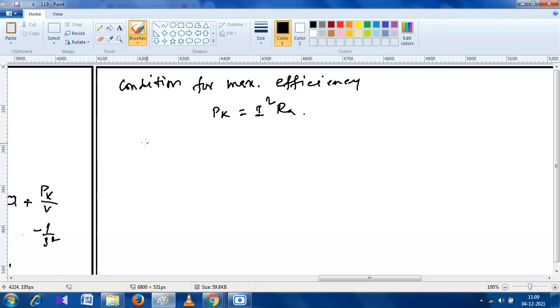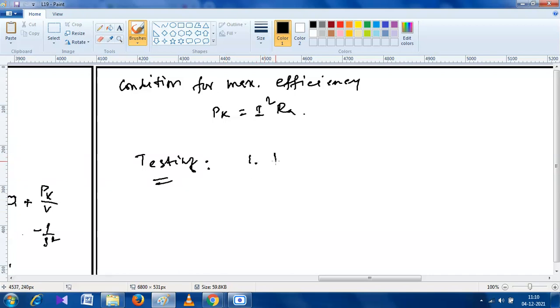Now the next part is testing part. That means we have to determine the efficiency, losses, temperature rise of a machine. The procedure by which we determine the efficiency or the temperature rise or losses, that is called testing. Basically, there are two types of testing available by which we can determine the efficiency and losses, all these things.